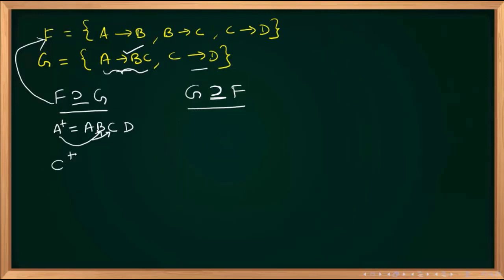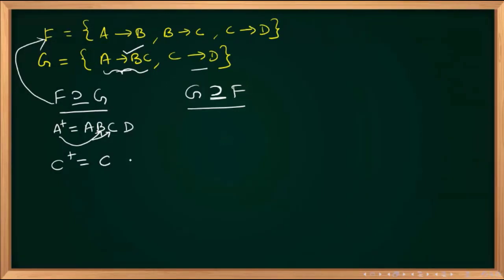So I'll take a C closure in F. What is there if I take a C closure in F? Can I get the answer? C closure in F, what will be the answer? CD. All are telling CD. So C closure, definitely C will be there, and C determines D is there.